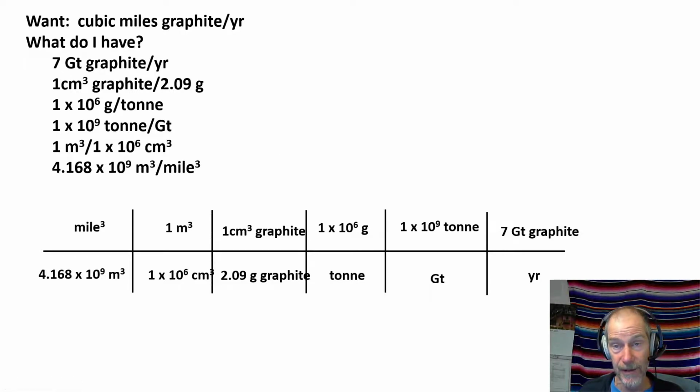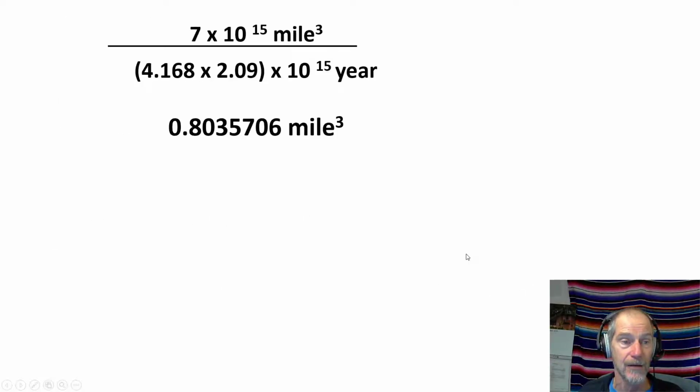So now I'm all done except for the math. What you do is you multiply everything on top together, and then you separately multiply everything on the bottom together, and then you divide the top by the bottom. And here's what I did. This was the top, and this is the bottom.